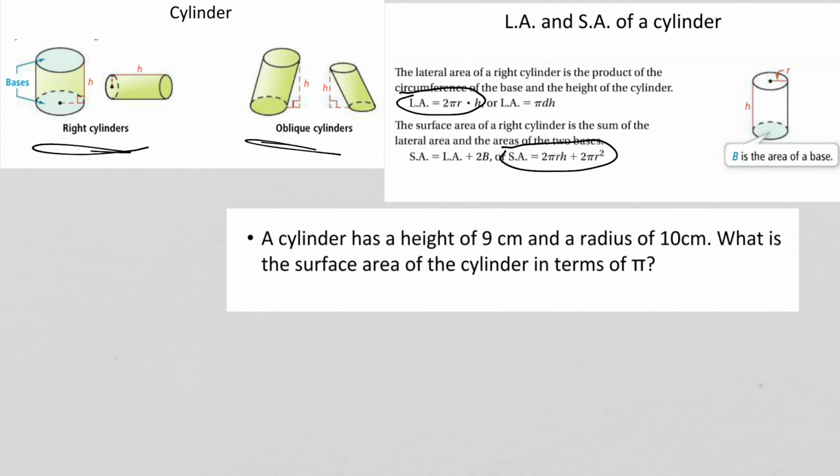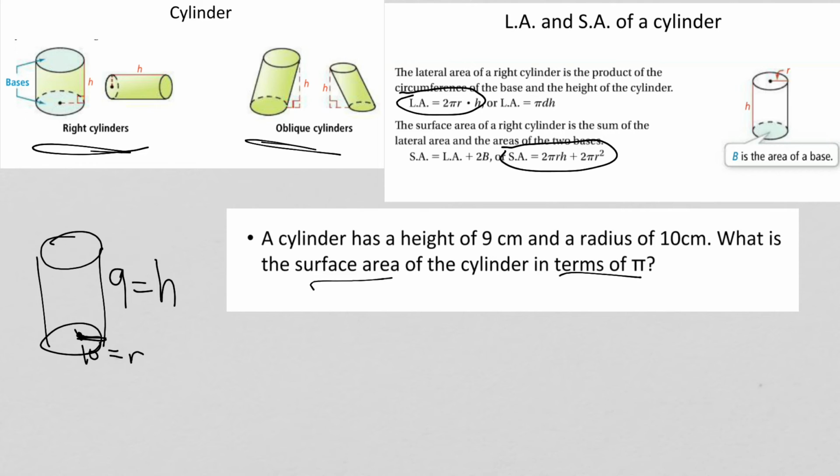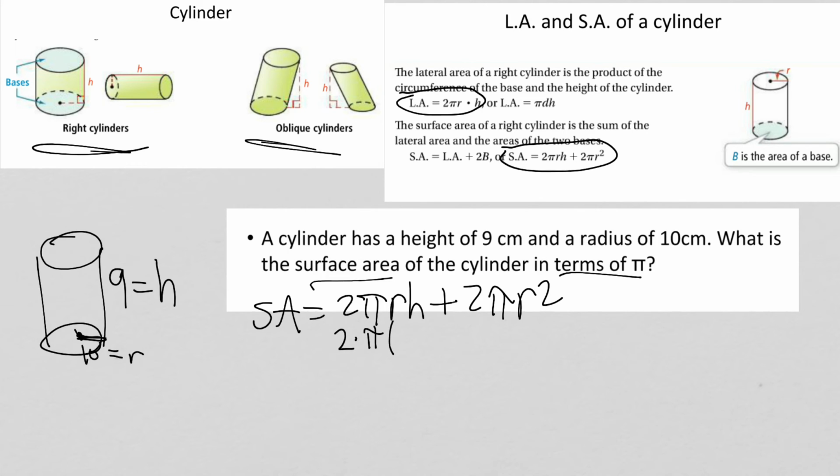Let's take a look at this example. You have a cylinder that has a height of 9. I'm going to just make a quick cylinder here. It has a height of 9 and a radius of 10. What is the surface area? And leave it in terms of pi. So I'm going to write down the formula. Surface area is 2 pi r h plus 2 pi r squared. I'm going to plug in the r and the h, and I want to leave it in terms of pi, so I'm not going to put pi in the calculator.